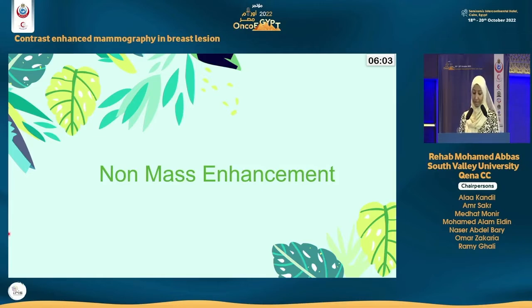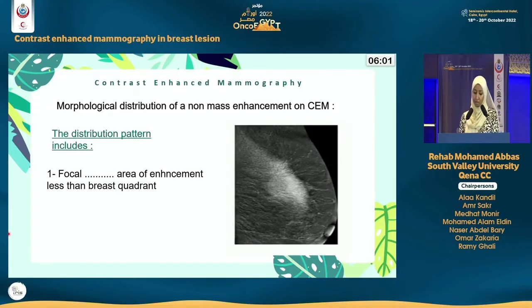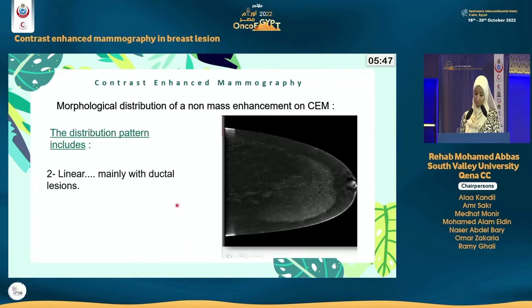النوع اللي معانا بعد كده هو الـ non mass enhancement، بيبقى له كذا شكل، منه الـ focal، دي عبارة عن area of enhancement أقل من الكوادرنت، أقل من البريست كوادرنت، ده برضو بيبقى موجود مع المالجنانت ليجن. تاني تايب معانا هو linear enhancement، وده بيبقى موجود most commonly مع الدكتال ليجنز.